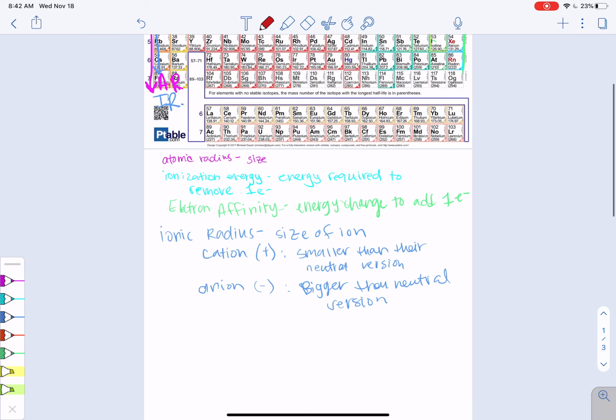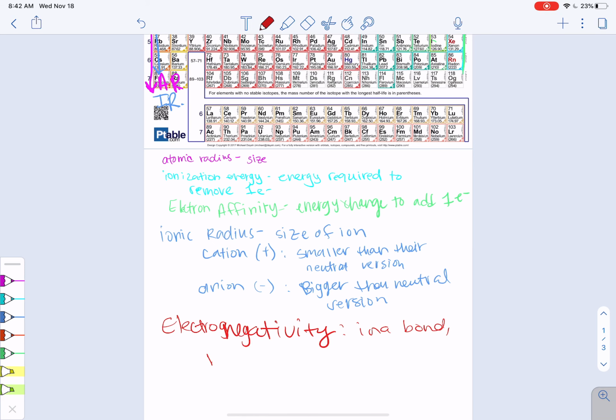Then the very last thing that we talked about was electronegativity. Okay, electronegativity is in a bond, the ability of an element to pull the electrons close.